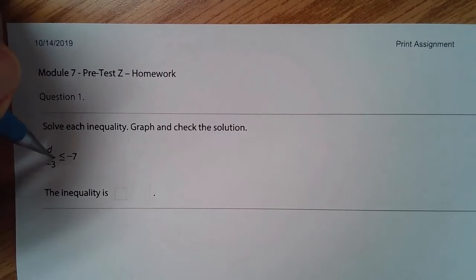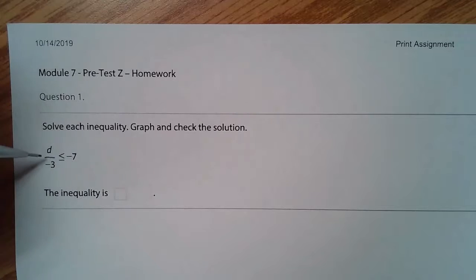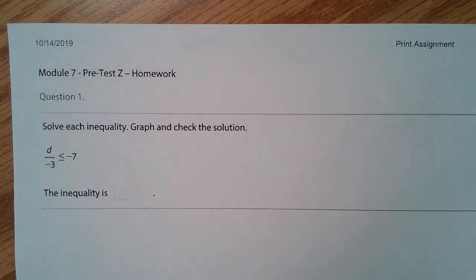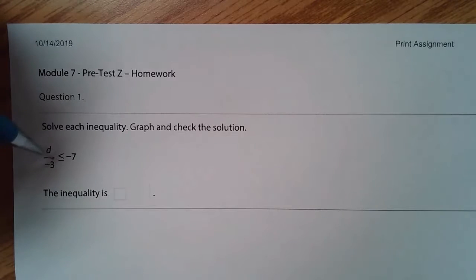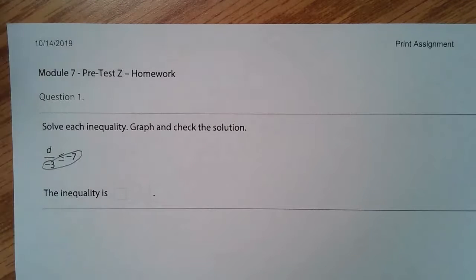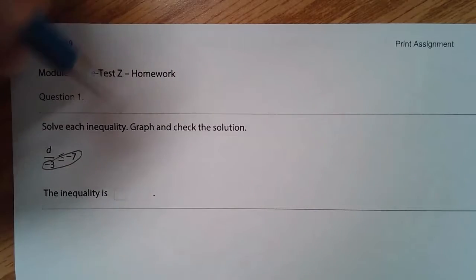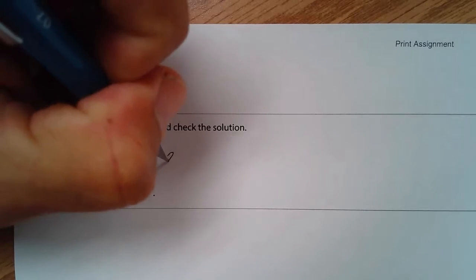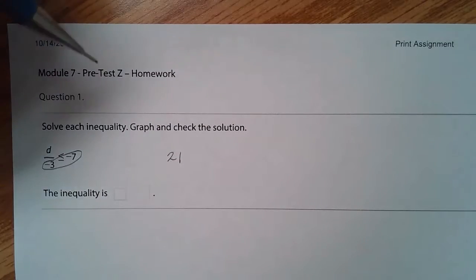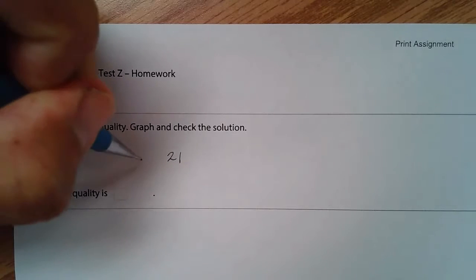So this did not print. It's some number divided by -3 is less than or equal to -7. We have to use the inverse operation, and we have to multiply -7 times -3. -7 times -3 is positive 21, and we have D.